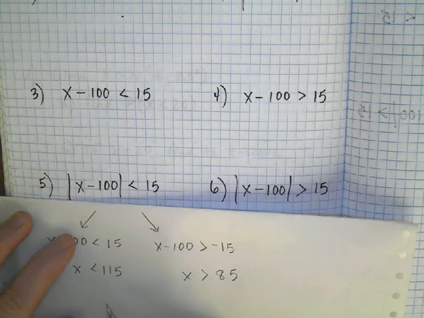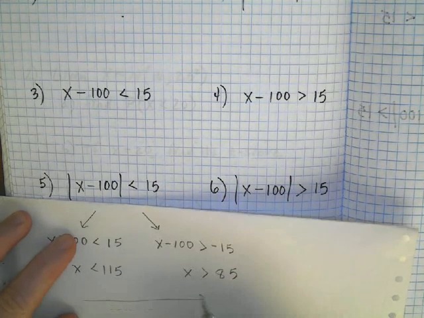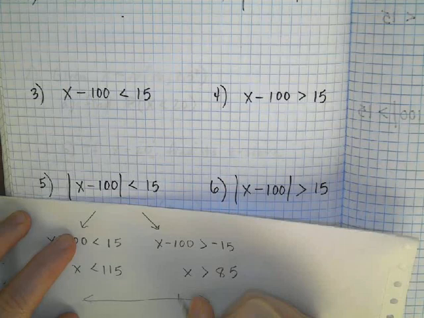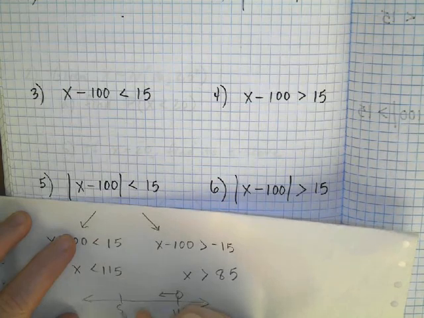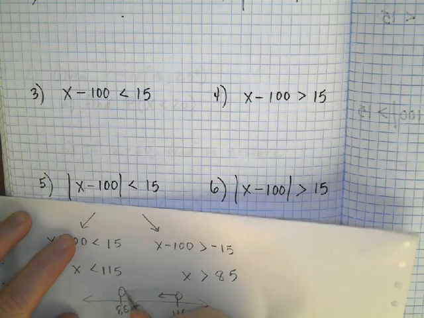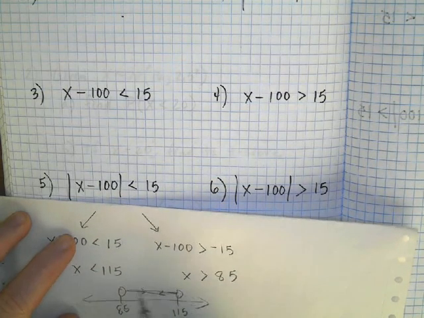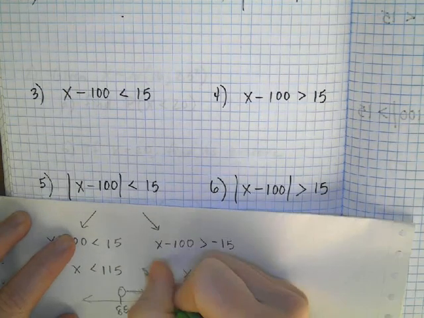So if you think about this on a number line, x is less than 115, so it's going to be this way, but it's greater than 85. So that's that way. So notice these two things overlap. So we call that an and. This is an and problem.